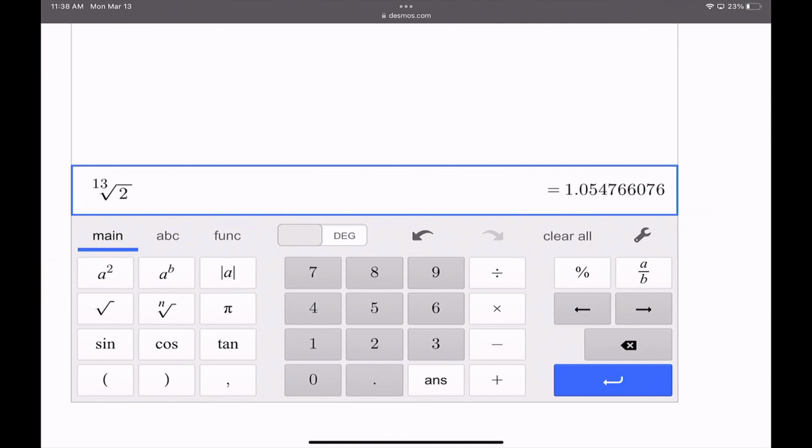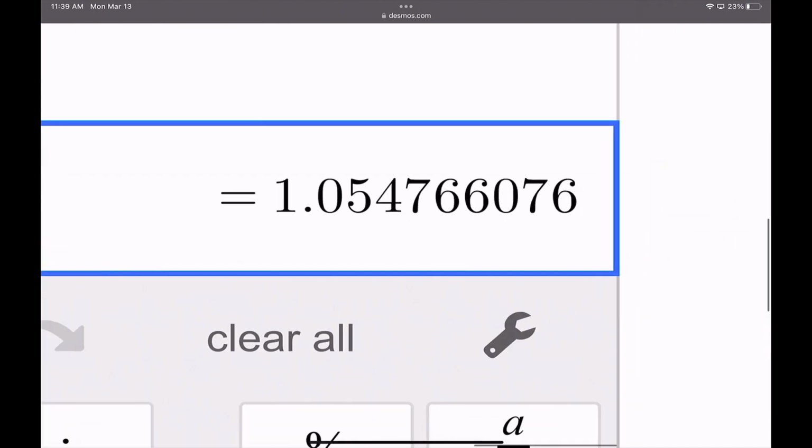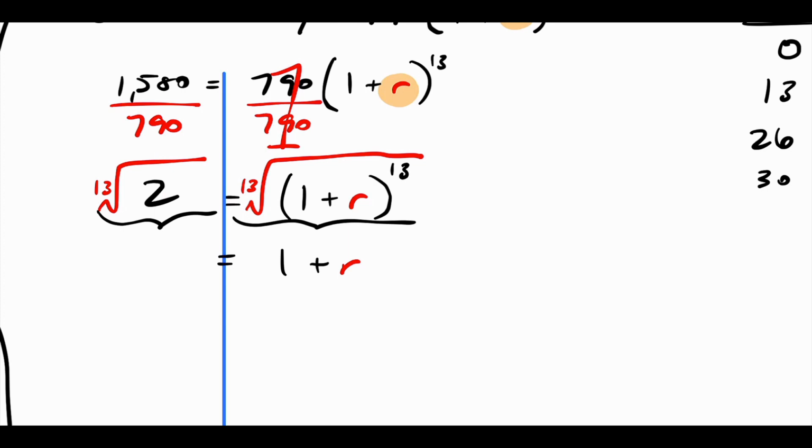1.054766076. It doesn't stop there, it's just my calculator stopped there. So always go at least 3 spaces unless they tell you not to. So I'm going to go 1.054. I'm going to round up to 5. So 1.055.